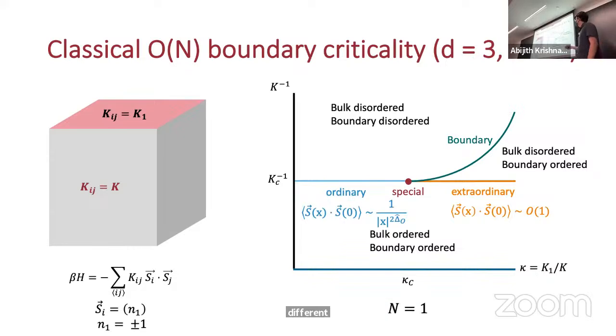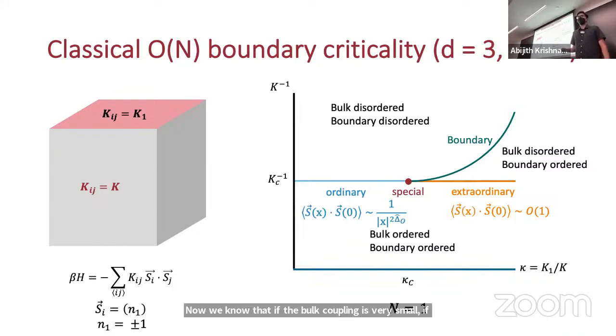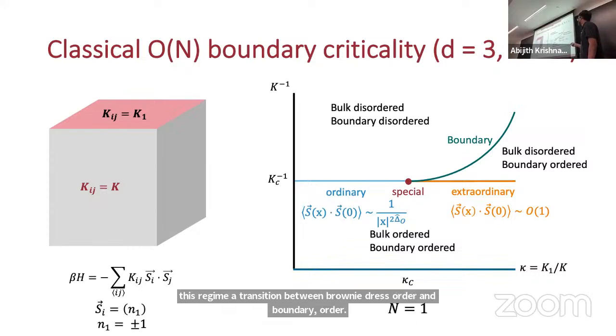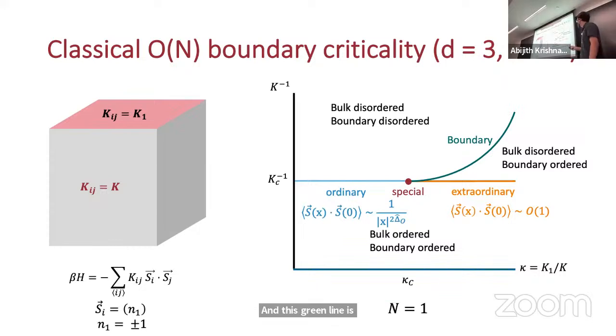Now we know that if the bulk coupling is very small, if the boundary coupling is very large, the boundary will still order for an Ising model. And thus we have, in this regime, a transition between boundary disorder and boundary order. And this green line is the boundary transition here.